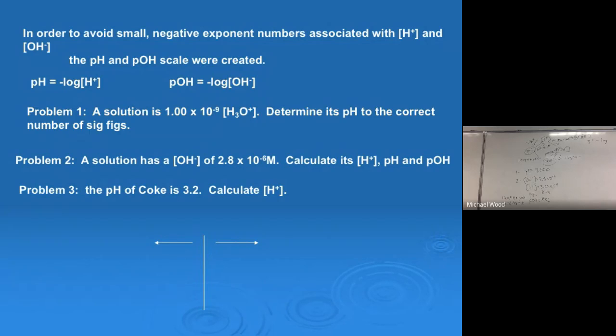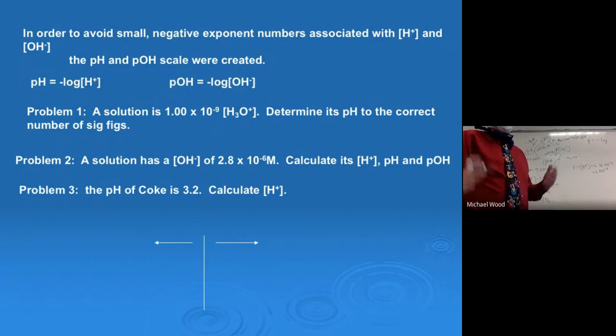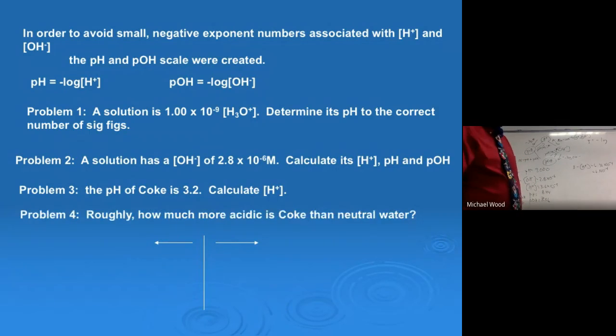So go second log negative 3.2. And this is what it shows on my screen on my calculator. For the H plus, it shows 6.31 times 10 to the negative 4. But technically, I should have 1 sig fig. So it'd be 6 times 10 to the negative 4. Did anybody else get that? You did, okay. Okay, almost done, truly almost done.